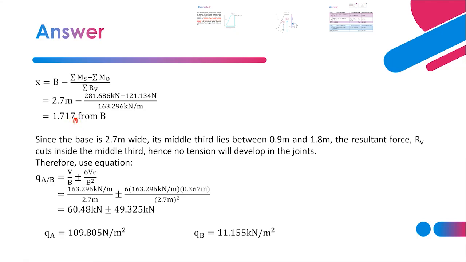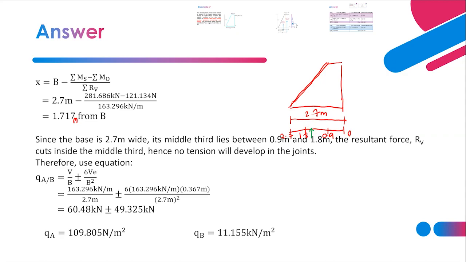So we want to see whether it falls within the middle third or outside the middle third. The retaining wall itself looks like this. The distance of its base is 2.7 meter. Divide it into 3 sections, right? Start from 0, 0.9, 1.8 and finally 2.7 meter. You get X as 1.717, which means it is around this area, 1.717, around this area here.